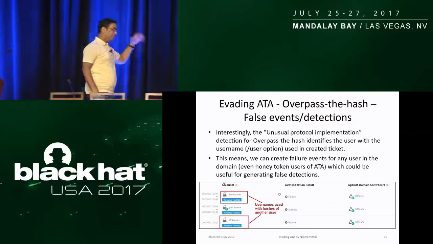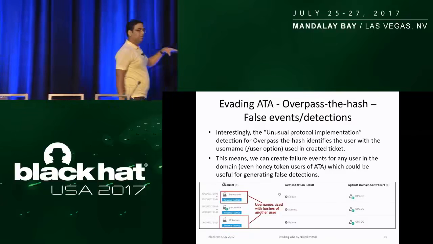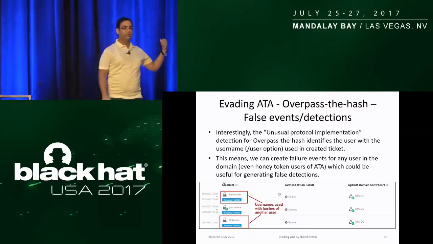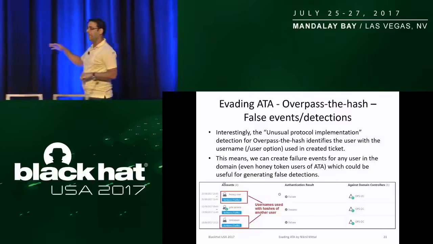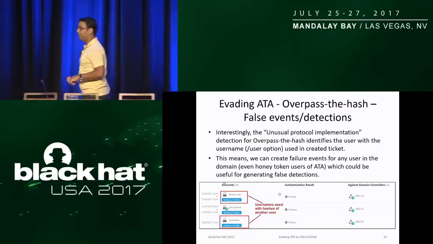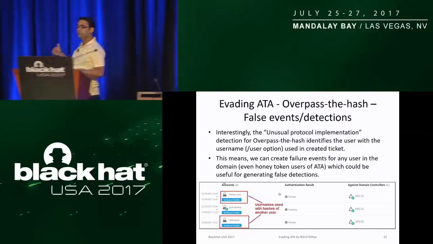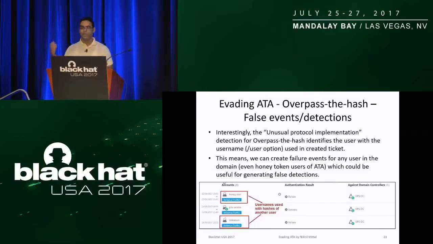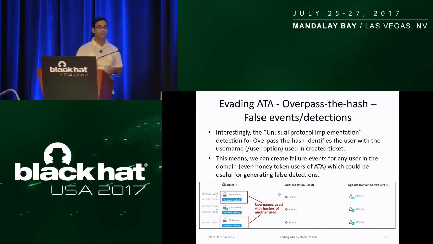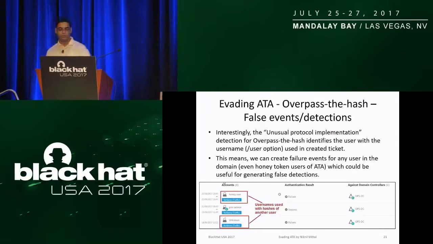Anything, if you want to distract defenders or for some other reason, if you would like to create false detections, you can use this. Run a normal overpass the hash attack, but in the /user option of Mimikatz, if you're using Mimikatz for that, use whatever username you want. Make sure that you use a correct one so that it gets detected. Also, if you use a non-existent one, you can see here, it still gets detected, but the username field is unknown. So maybe just to create panic or create distraction, you can use this.